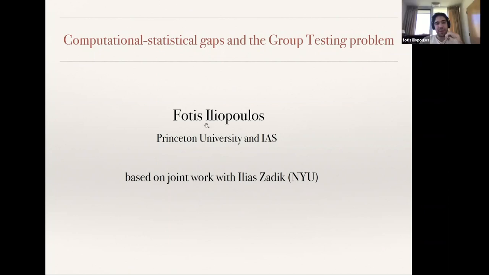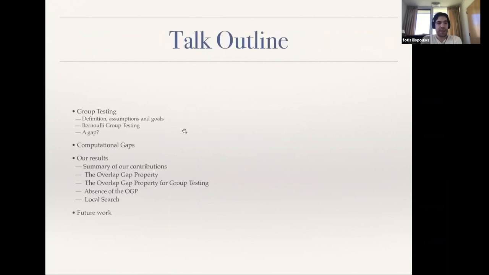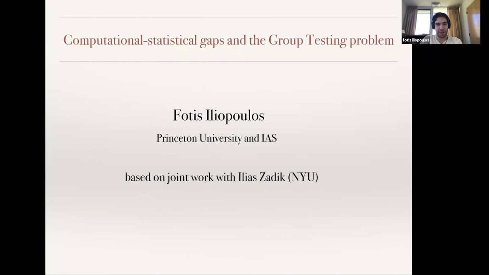So this is going to be a talk about computational statistical gaps and the group testing problem. So here's the talk outline. I will start by defining what the group testing problem is and what equation we studied in this, sorry, and this is joint work with Elias. I think I forgot to mention that.